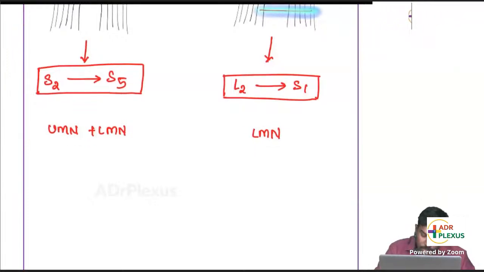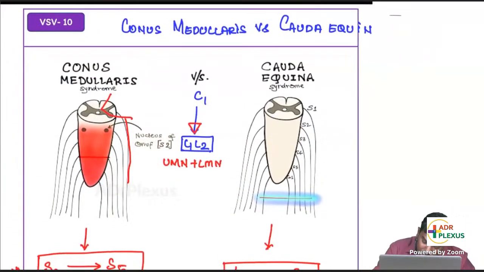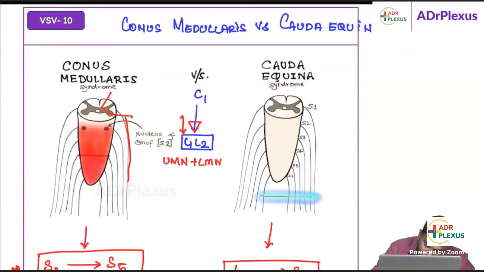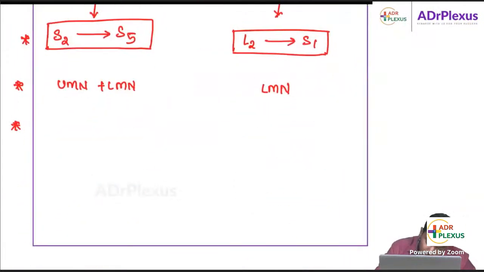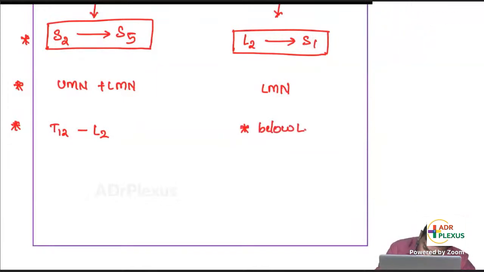Okay, which part of your vertebral body is getting involved here? This is going to be at the end of the spinal cord, so it is going to be involving this part. It is going to be T12 to L2. Here it is below the level of the L2 vertebra. This is vertebra. Don't confuse.